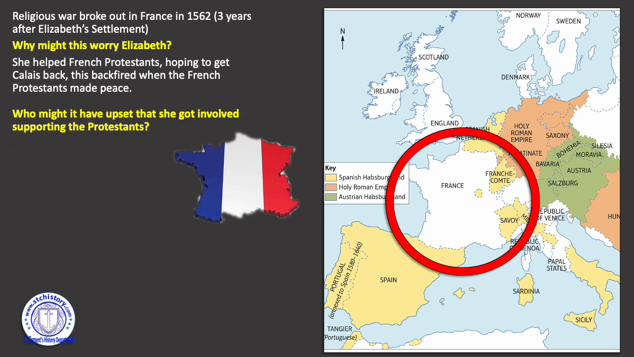She has also helped some of these French Protestants. Partly, remember Calais, we talked about Calais being important to her because it was embarrassing that England had lost it. So she's helped the French Protestants in this civil war, which is a bit risky really, isn't it? Considering that she's trying to, I suppose, fix relations with France. So who do you think that might have upset, the fact that she's got involved in another country?